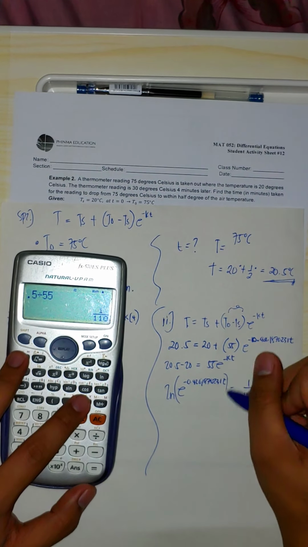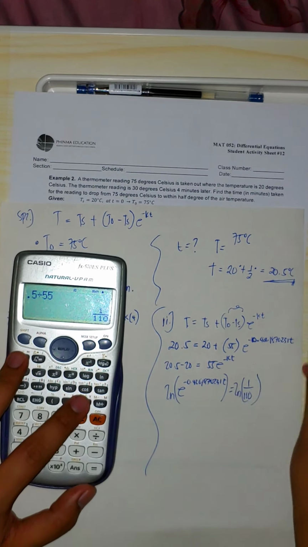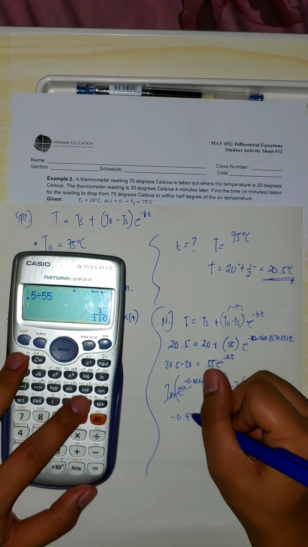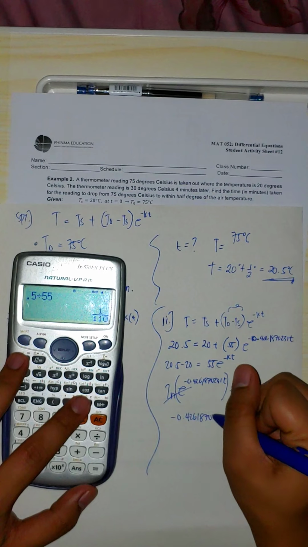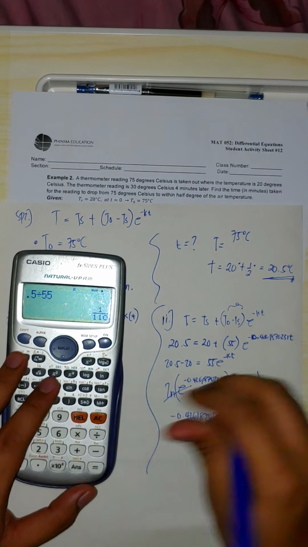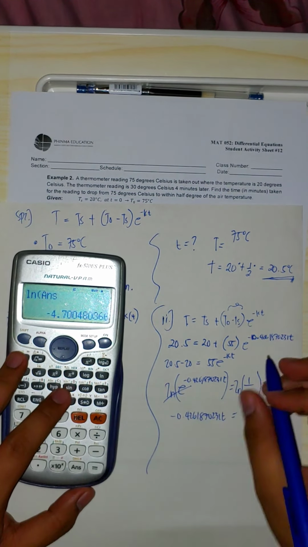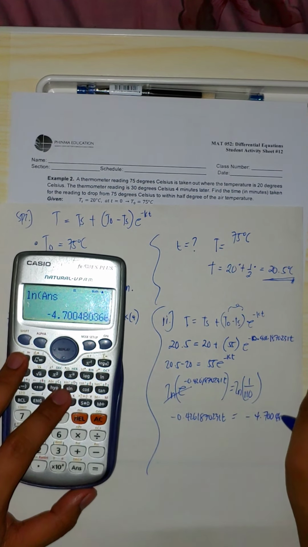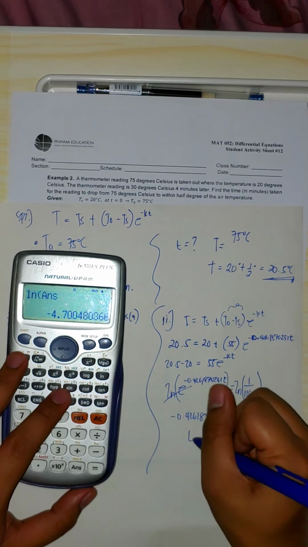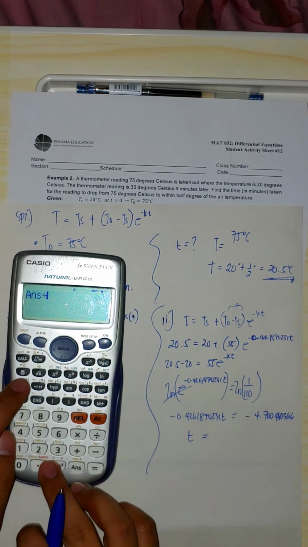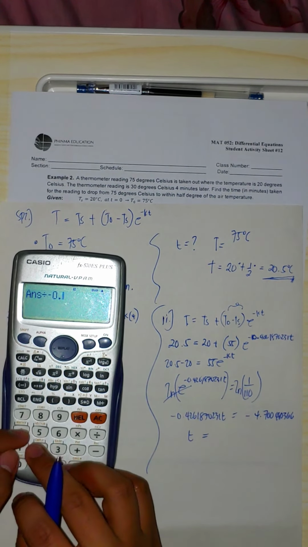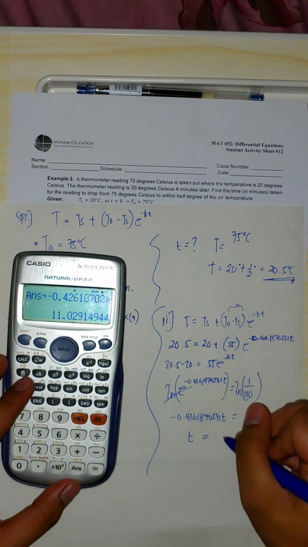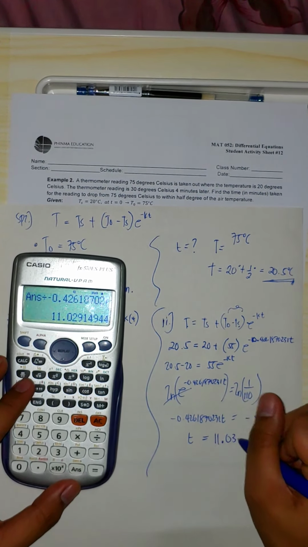Then we take the natural logarithm of the whole equation to remove e. Then we have negative 0.4261870231 t is equal to ln of 1 over 110, that is negative 4.700480366, so the time is just equal to 11.03 minutes.